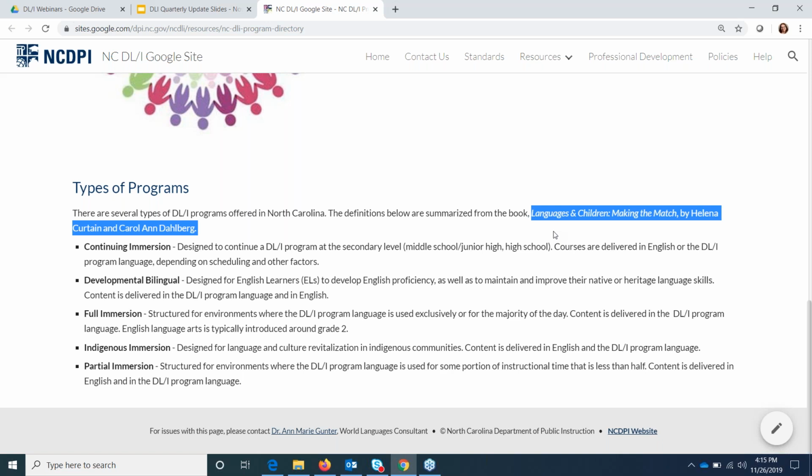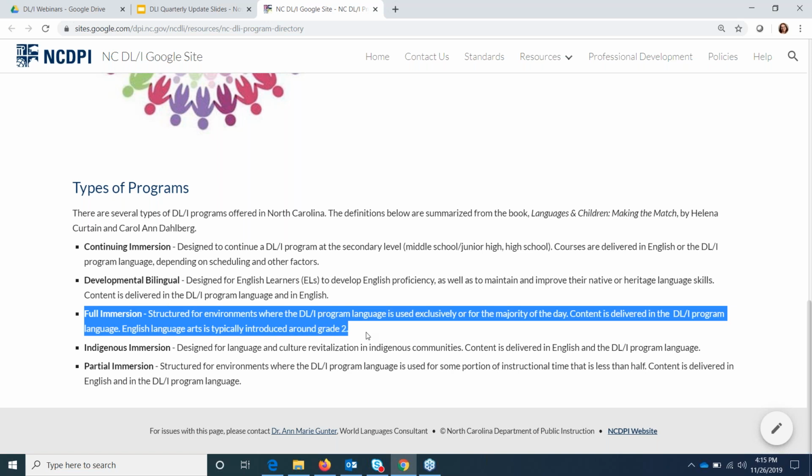So if you ever have a question about where we got the definitions we use in North Carolina, it's this book. All right, I'm going to start by pointing out the full immersion because that is the most popular type of program, particularly in elementary DLI programs here in North Carolina. So in full immersion, students are actually in an environment where the DLI program language is used exclusively or for the majority of the day. You'll probably hear percentages with the DLI program language in English like 90-10, 80-20, 70-30, because again, for the majority of the day in full immersion, students are in the DLI program language. Content is delivered in the DLI program language, specifically math, science, social studies, or however they've structured their schedule. And then English language arts is typically introduced around grade 2, although there's some variation on that.